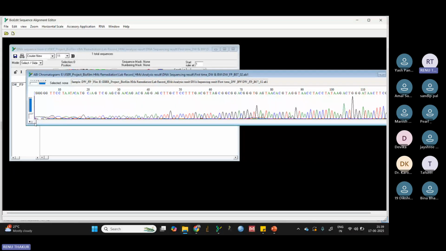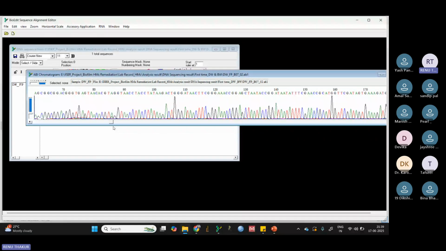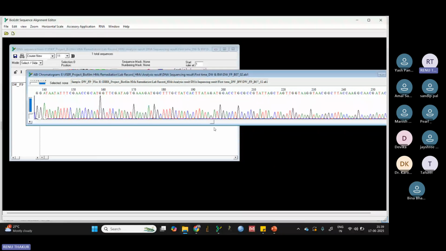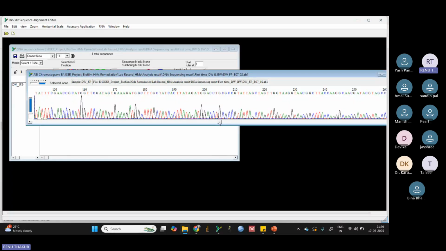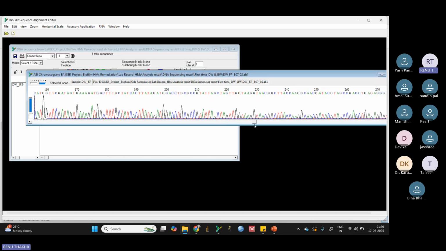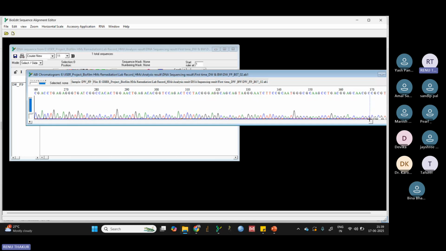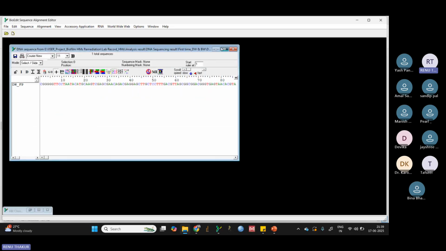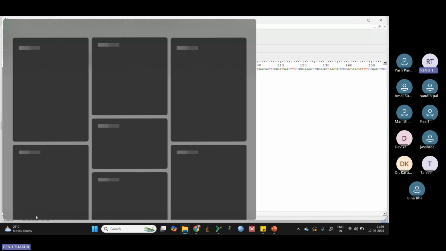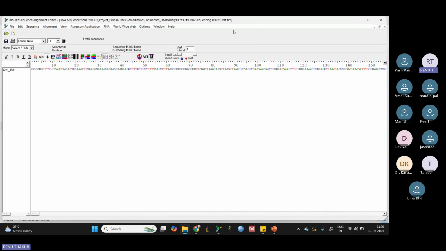You can see there are so many sharp peaks. This is a good sequencing result. It means I used a DNA template which is pure, 1.8, and all the primers were of good quality, no contamination, nothing. So you will get a peak like this. As I told, from the beginning and from the end, you will get noisy peaks. This is nothing but the normal technical aspect of sequencing. This is how it looks, and it is known as the chromatogram, where peaks are visible.